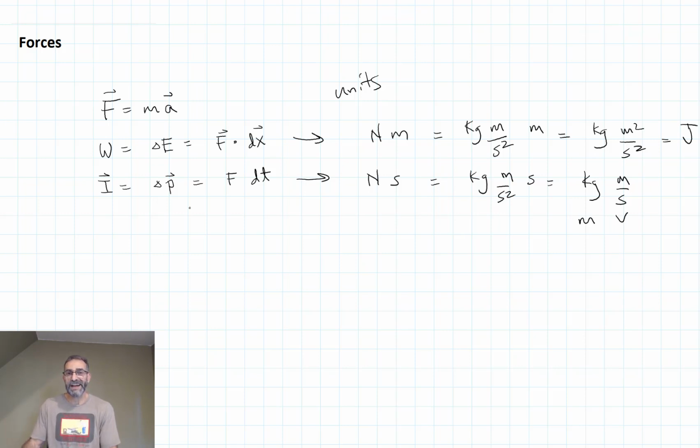For some reason, we never get tired of writing kilogram meters per second for momentum. There's no special unit for momentum. The units for momentum and impulse are kilogram meters per second.